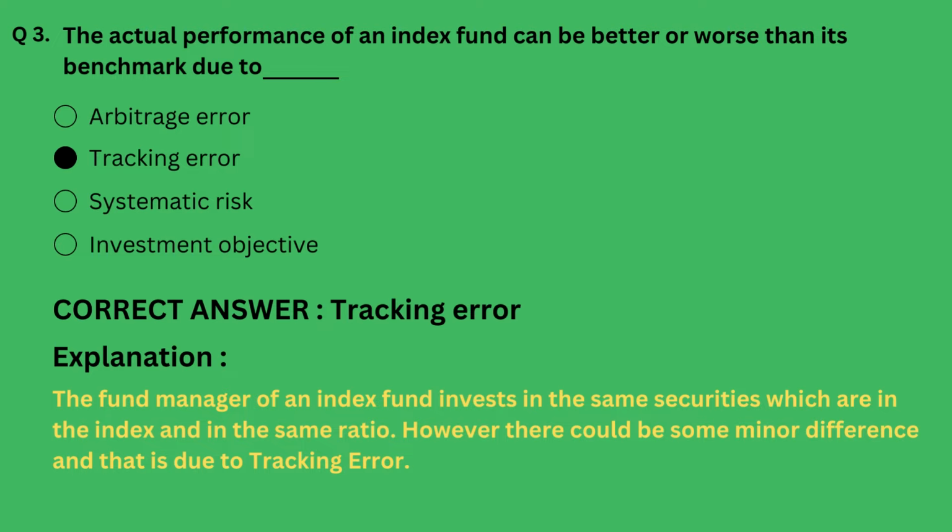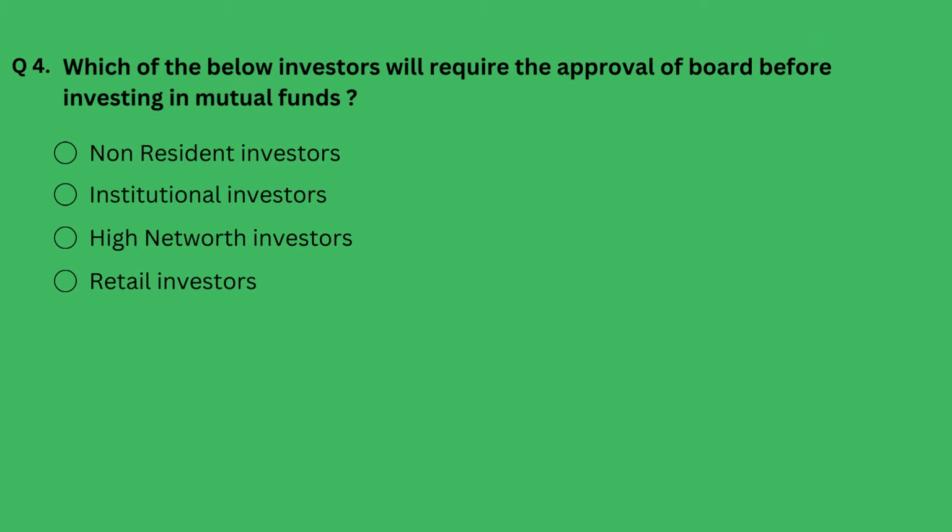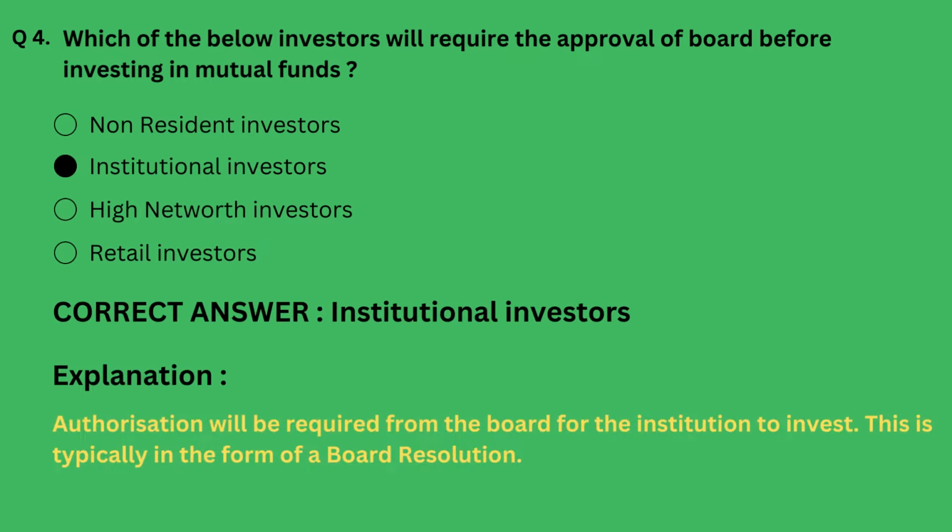Let's move to the next question. Which of the below investors will require the approval of board before investing in mutual funds? The options are non-resident investor, institutional investors, high net worth investor, retail investors. The correct option is institutional investor. Authorization will be required from the board for the institution to invest. This is typically in the form of board resolution.